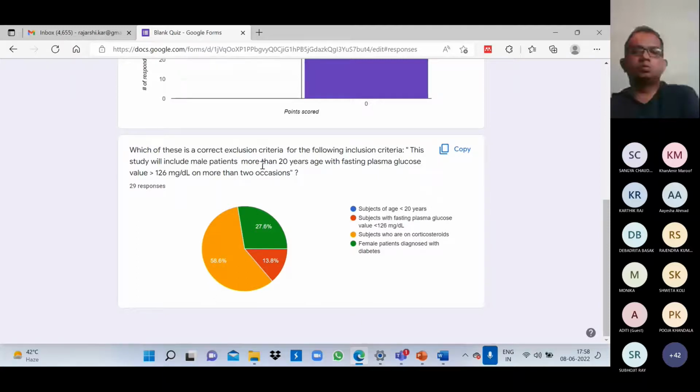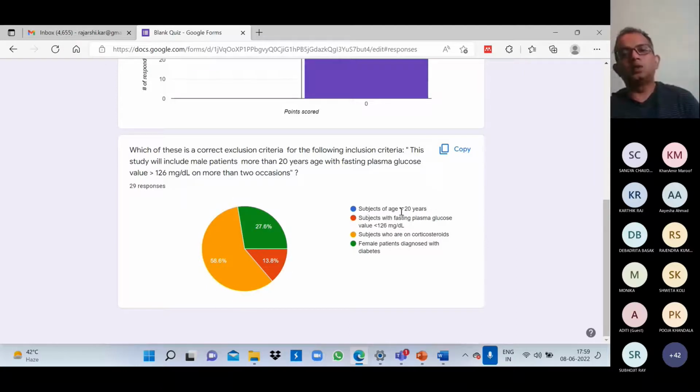Yes, so they have to fulfill these criteria: more than 20 years of age, male, and having a fasting plasma glucose of more than 126 milligram per dL. After fulfilling this, now if they are on corticosteroids, since we are studying diabetes, that may be a confounding factor or may affect the results. So we are adding this as an exclusion criteria.